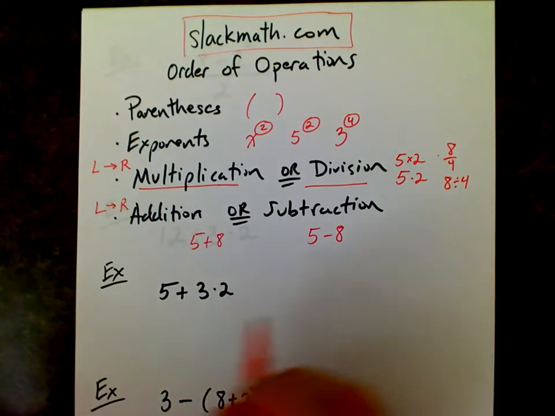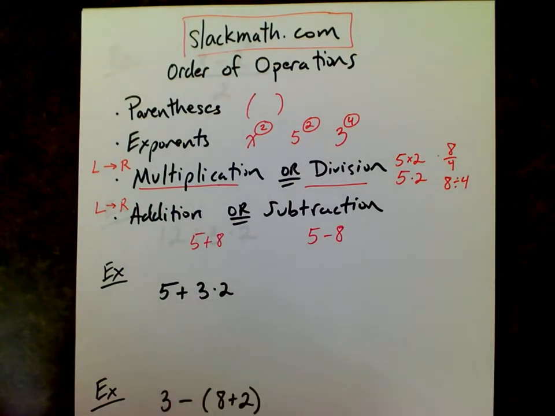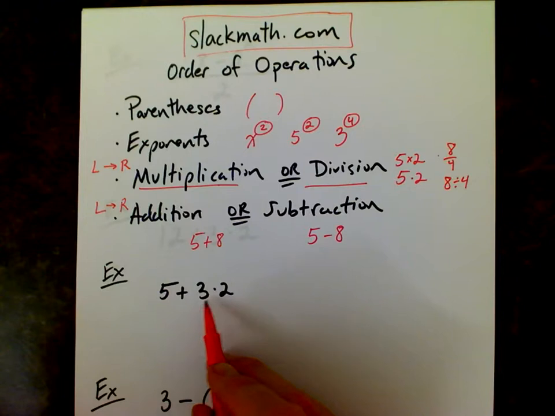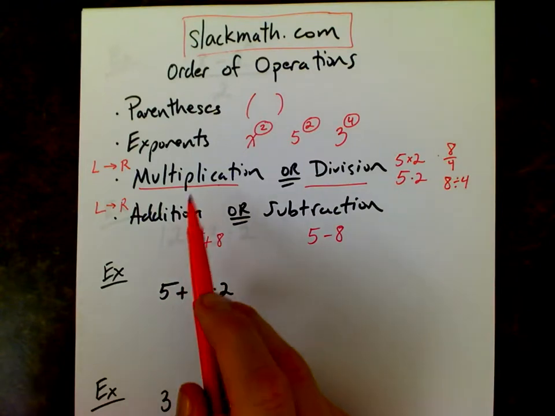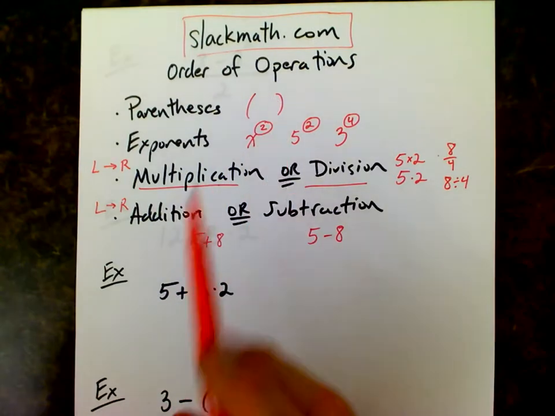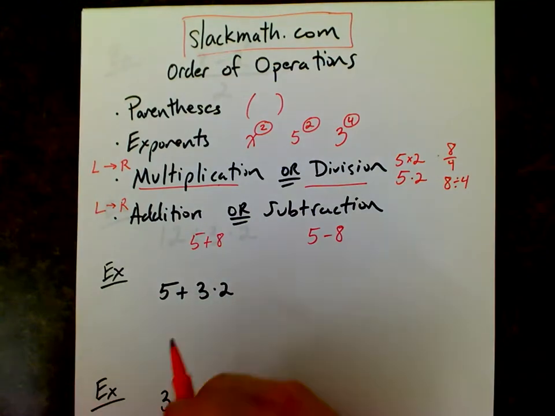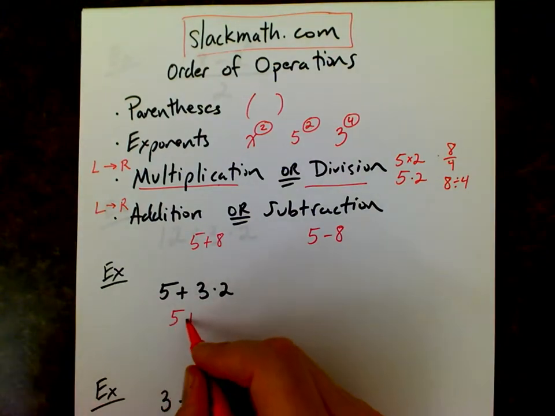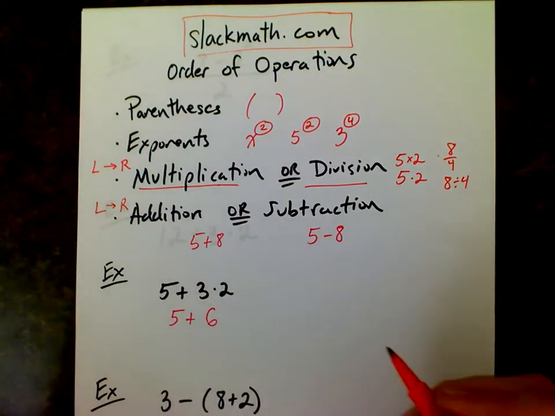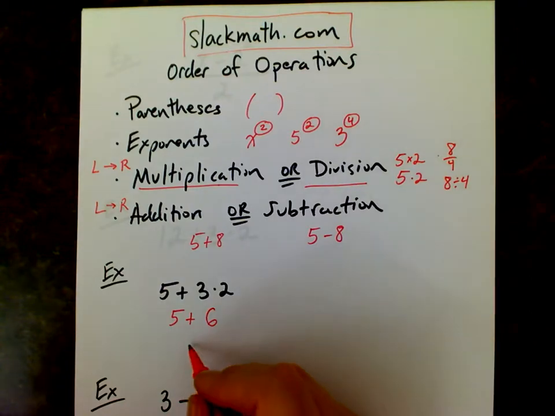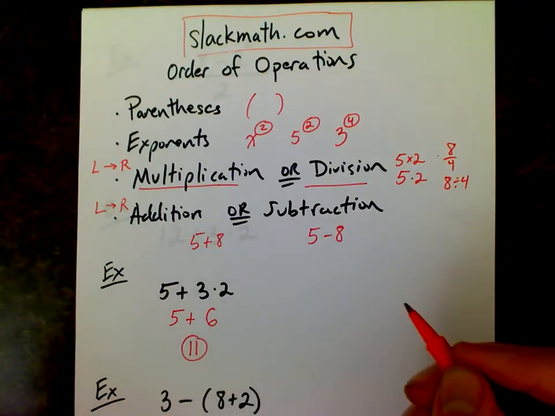So in this first example, we have 5 plus 3 times 2. 3 times 2, that's the multiplication, and according to the order of operations, we're going to do that before addition. So it's going to be 5 plus 6. 3 times 2 is 6. 5 plus 6 is 11, of course.